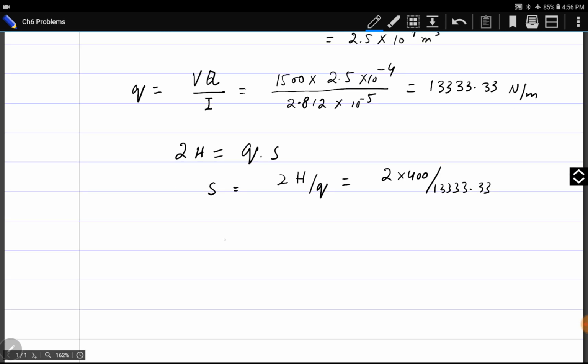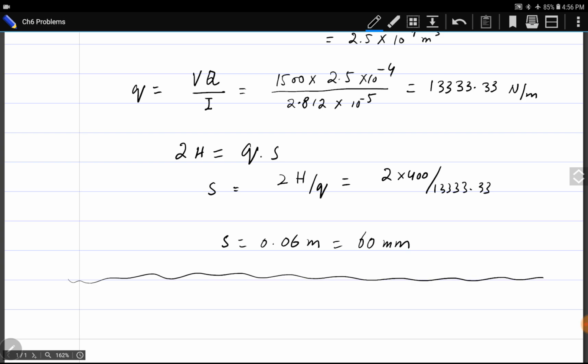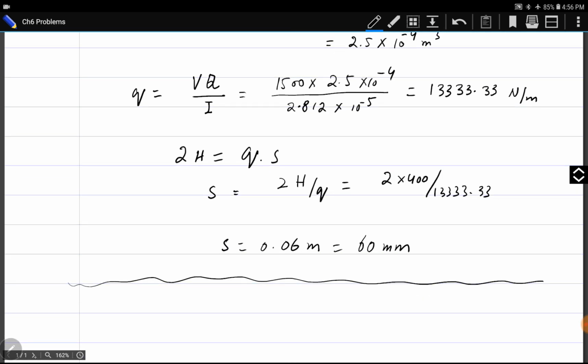So S becomes 0.06 meters, or if you want to convert it into millimeters, it will be 60 millimeters. So it was very easy to understand. If we know this expression, H is equal to Q into S, but we have 2 nails, so there will be double force, or the force will be divided by 2 into each nail.